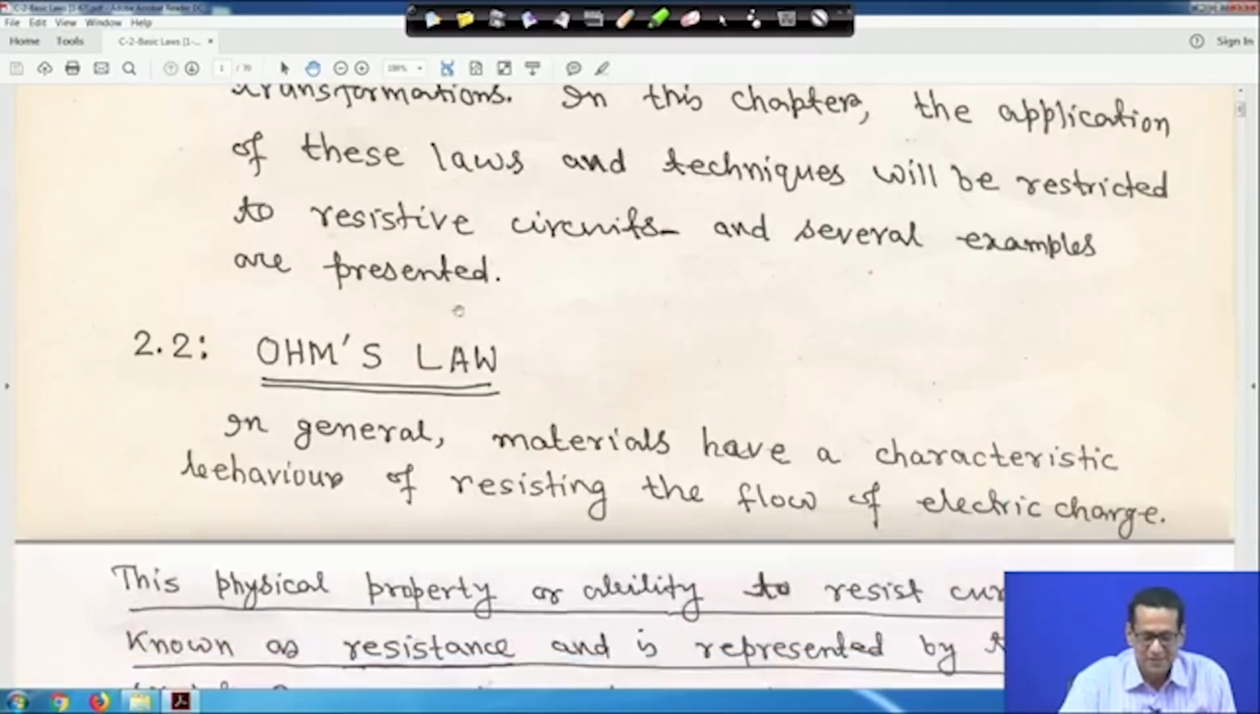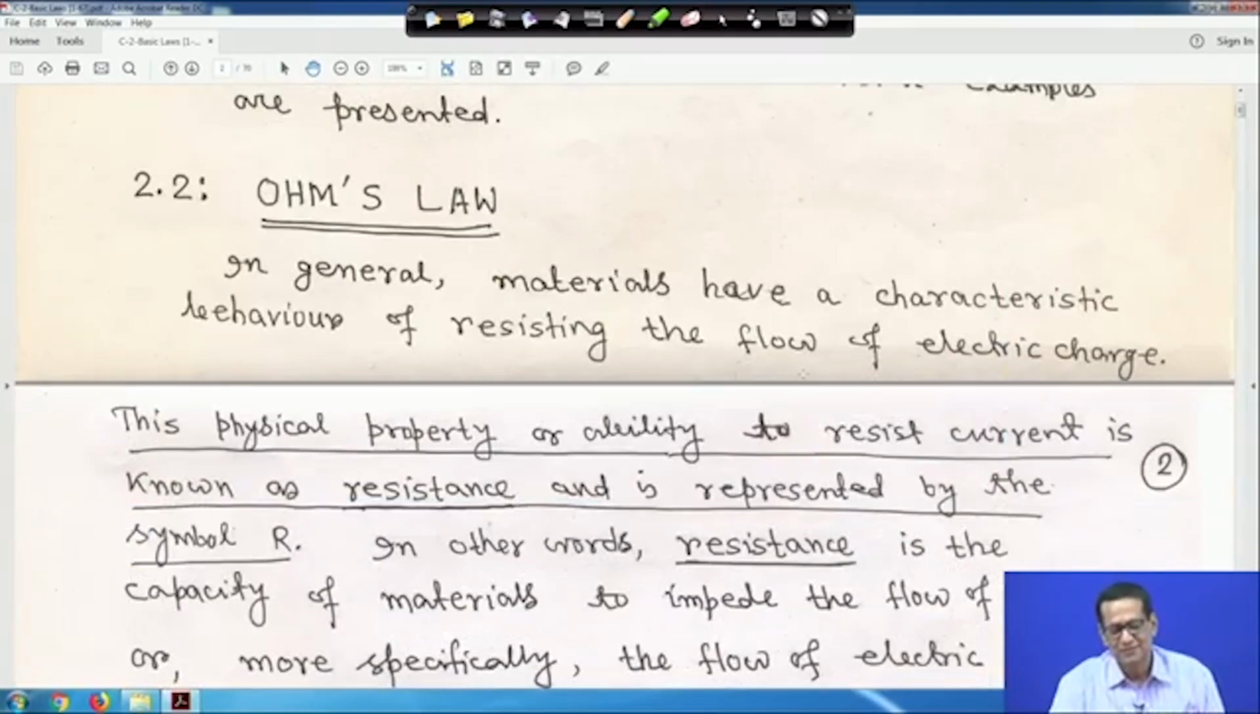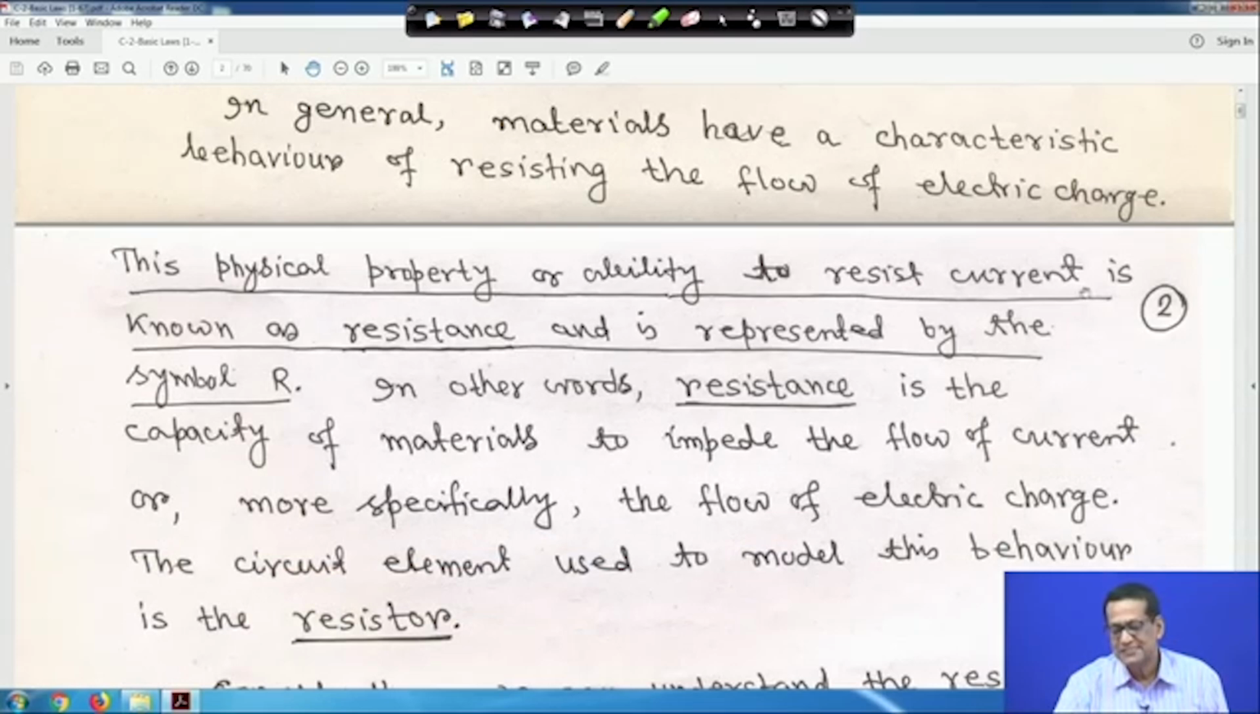But let us try to understand this. First, let us see Ohm's law. In general, materials have a characteristic behavior of resisting the flow of electric charge. Resisting the flow of electric charge means resisting the flow of current. The physical property or ability to resist current is known as resistance and is represented by the symbol R, capital R.